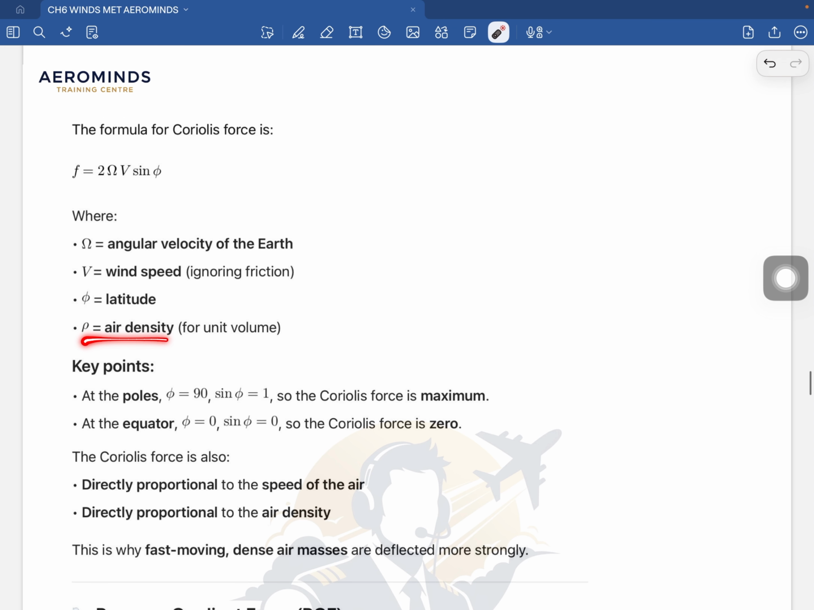Now comes the density factor. If you see, dense air is affected more, thin air is affected less. That is why the Coriolis force is more effective higher up in the atmosphere, where the winds are strong and organized, and it is very less noticeable near the surface, where the friction and the obstacles are disturbing the flow. So remember this logic. The Coriolis force is directly proportional to the speed of the air and directly proportional to the air density. The faster and the more dense the air is, the more deflection it will feel.